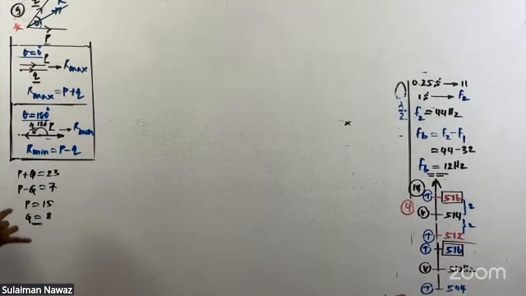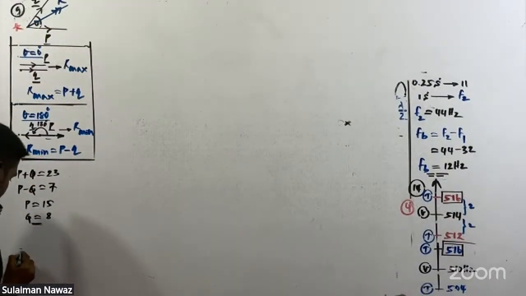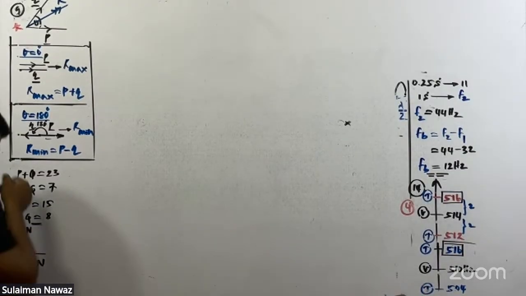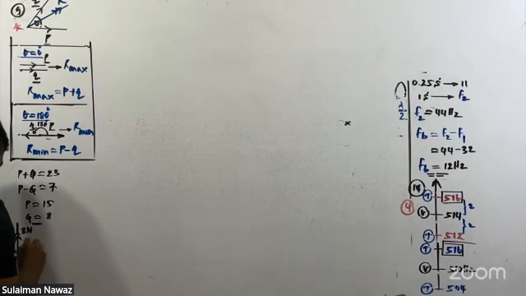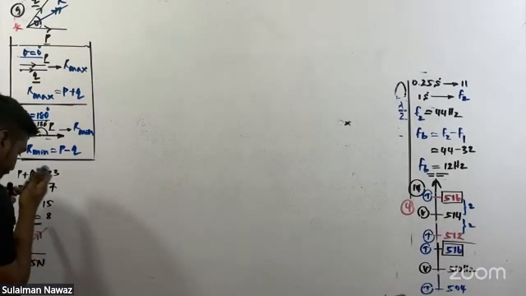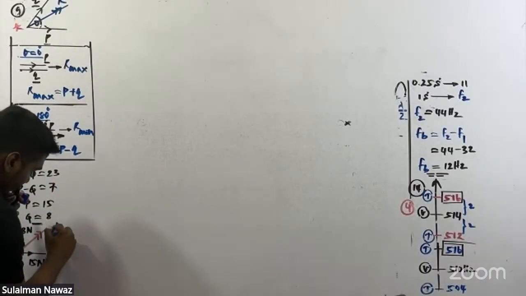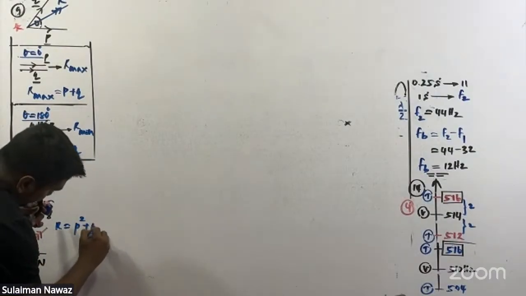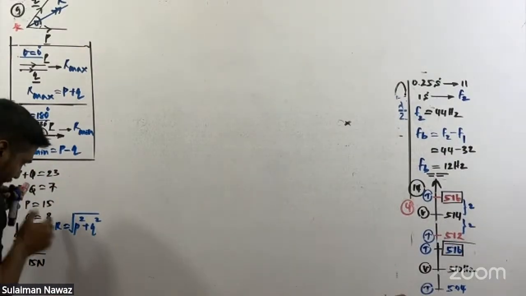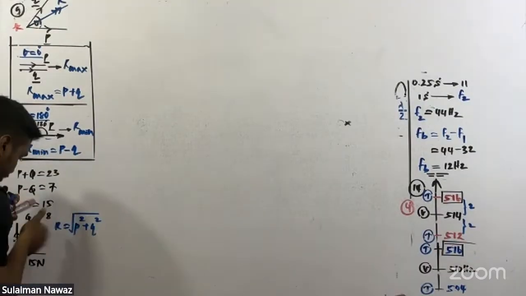Right, but they're asking about when these two vectors P and Q act in perpendicular directions. P is 15 Newton, Q is 8 Newton. They are asking for the magnitude of the resultant vector. So we learned in vectors, when there are two vectors perpendicular to each other, the resultant vector magnitude is the square root of P squared plus Q squared. You should remember this.